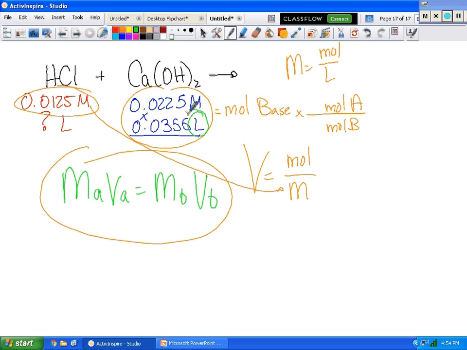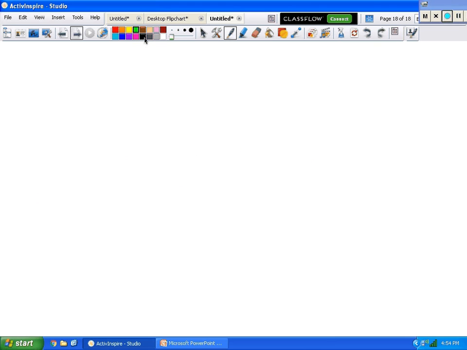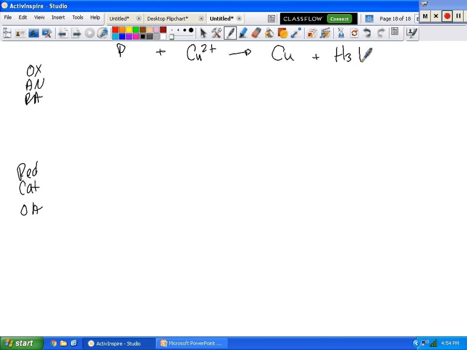So, OIL RIG, red cat, an ox. I didn't even write the reaction up here. P plus Cu2+ goes to Cu plus H3PO4. And here's the interesting part. Did y'all notice that? It went from phosphorus solid to phosphoric acid. Okay. I don't know how that happened, but it did.